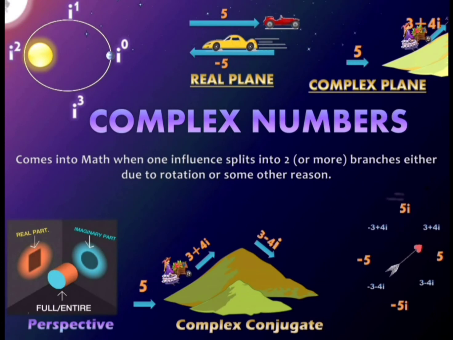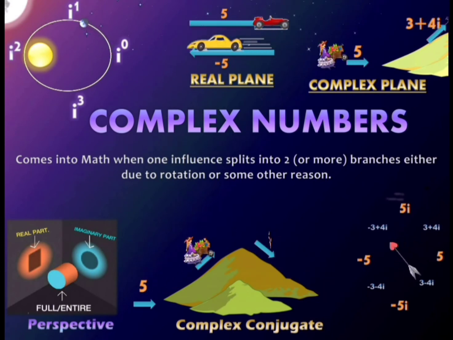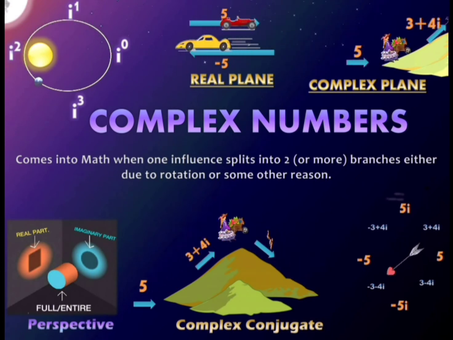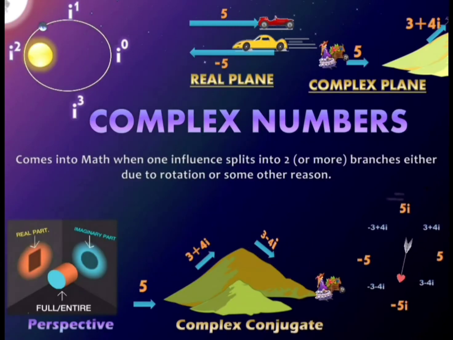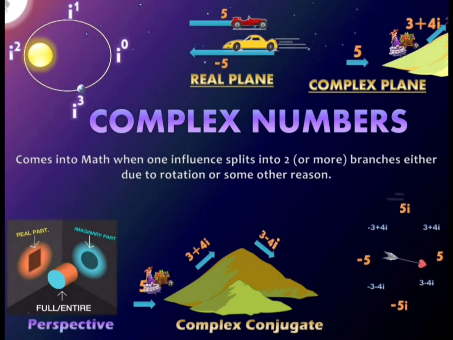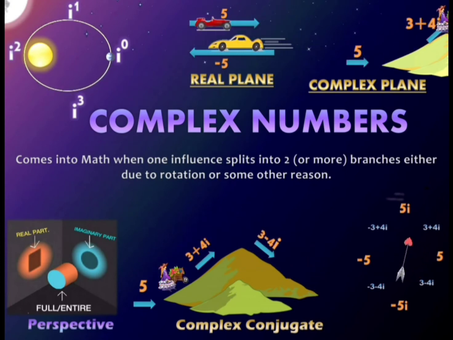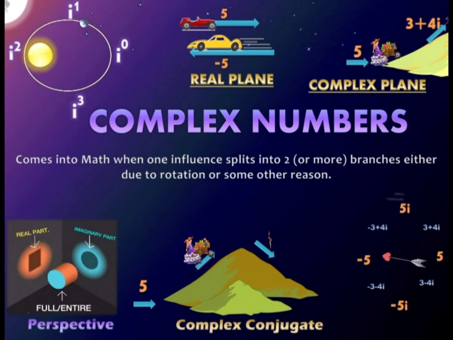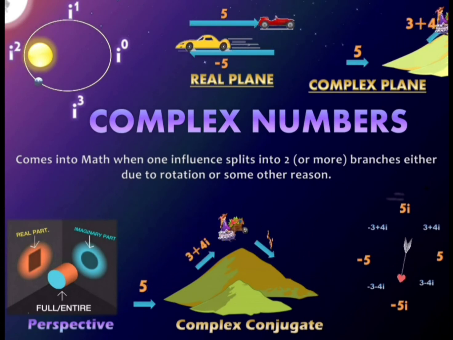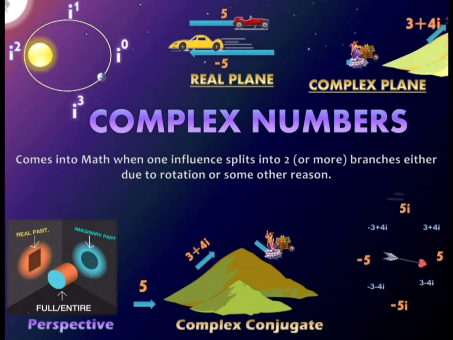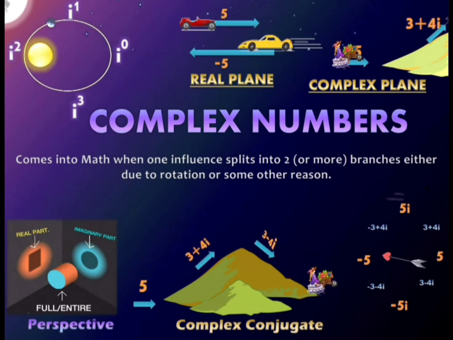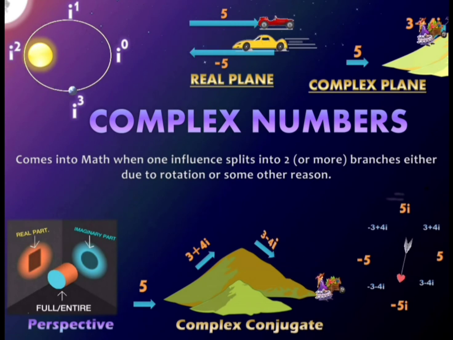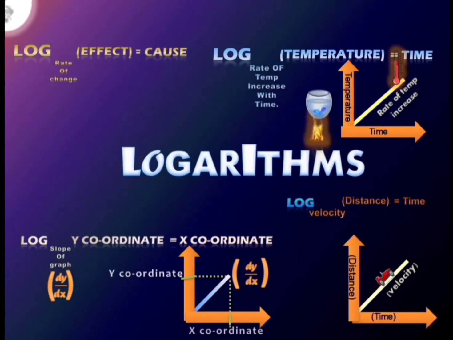What if someone tells you that complex numbers come into math when one influence splits into two or more branches, either due to rotation or some other reason. One branch is called the real part, the other the imaginary part. What if an ebook tells you that complex conjugates are nothing but vertically opposite mirror images of each other? 3 plus 4i is like climbing the uphill of a slope and 3 minus 4i like going downhill.